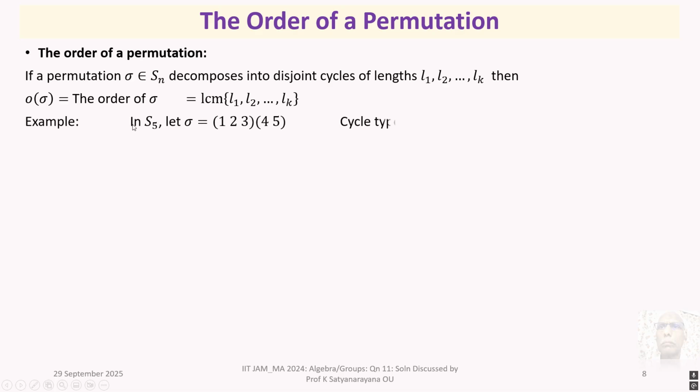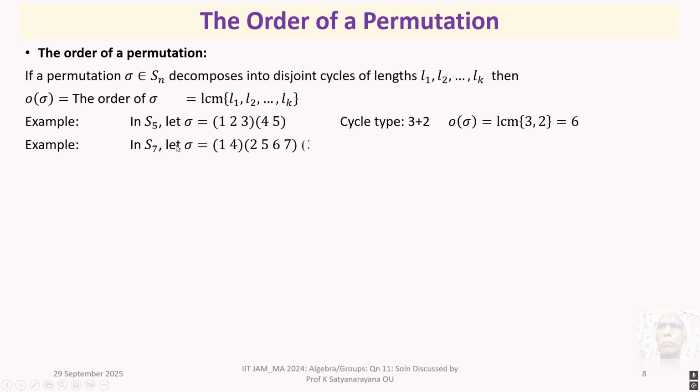For example, in S5, let sigma be the cycle (1 2 3) multiplied by the transposition (4 5). Then the cycle type is 3, 2, that is, the partition 3 plus 2. The order of sigma is the LCM of 3 and 2, which is equal to 6.